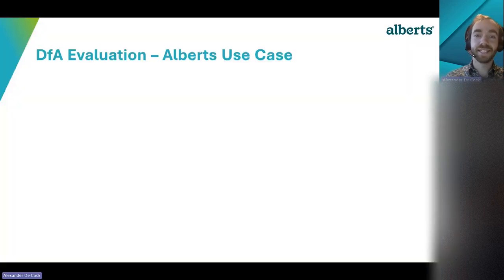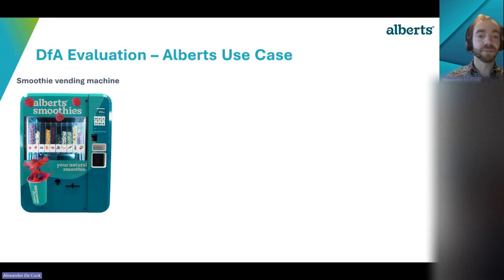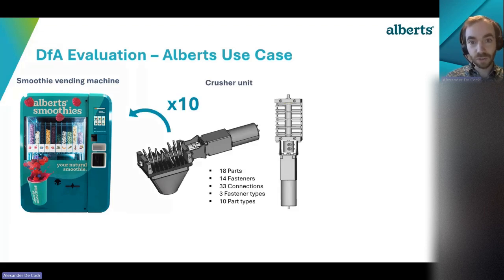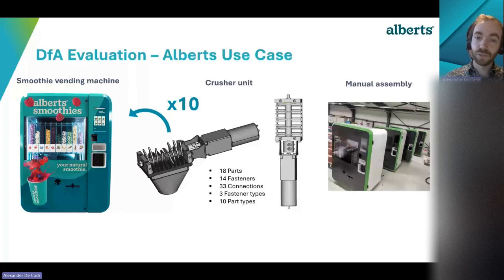So the case presented here is from the company called Alberts, and they make these smoothie vending machines. So it's a machine where you can pay for a smoothie, and you can also choose the recipe that goes in the smoothie. And it actually has to crush frozen food or vegetables to add it to the smoothie. So in each of these machines, there are 10 subunits, which are called the crusher units. It's very simply said, just an engine with a set of blades that help you crush the fruits or the vegetables. And they make these units, or they assemble them fully manually.